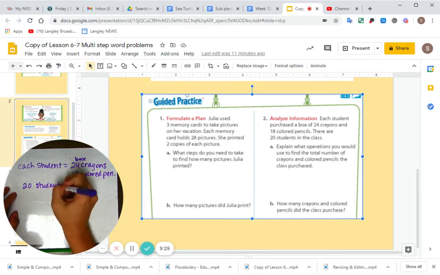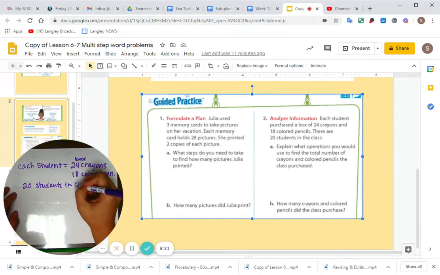Okay, 20 students in class. All right, now what are they asking us to solve for? Explain what operations you would use to find the total number of crayons and colored pencils the class purchased. How many crayons and colored pencils did the class purchase? Okay, the total number of crayons and colored pencils the class purchased.